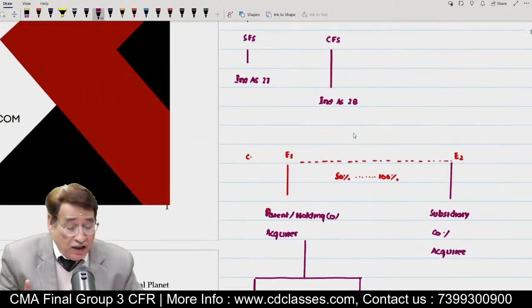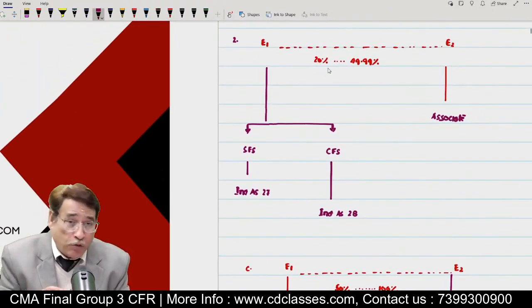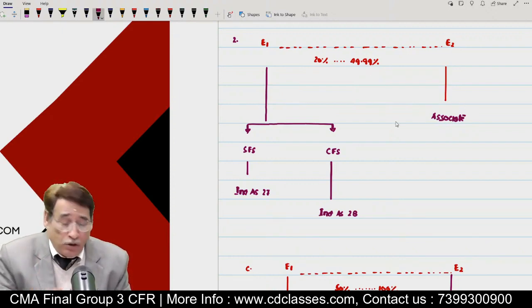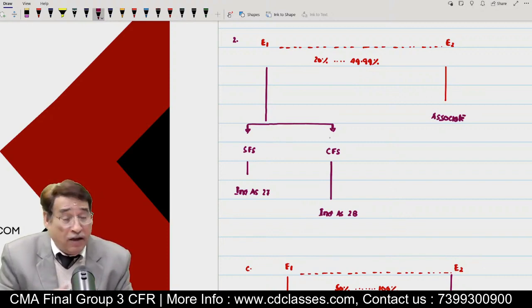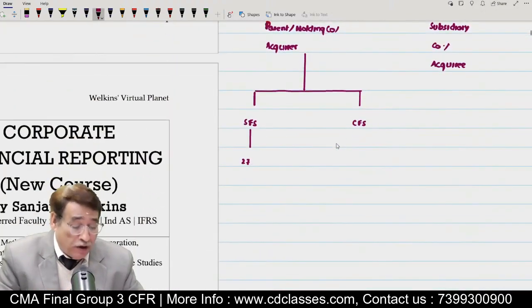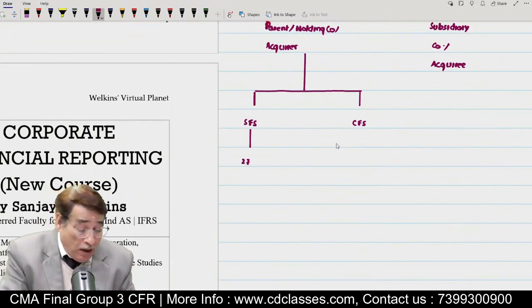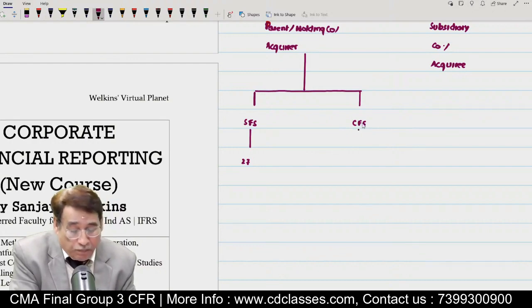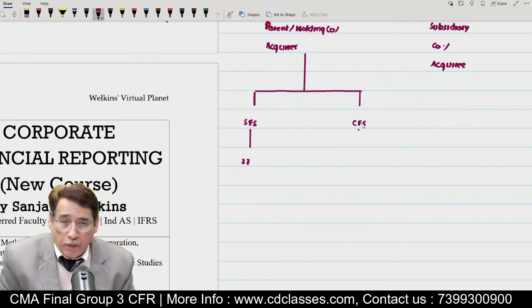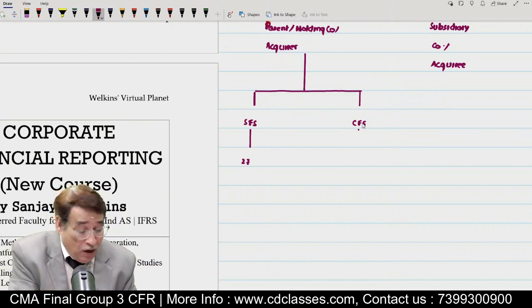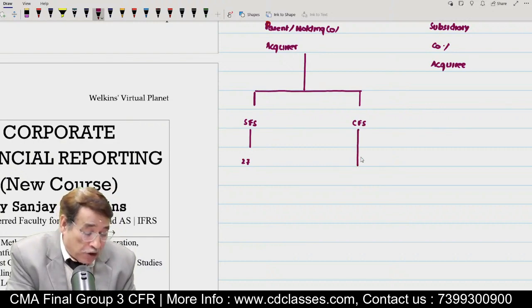In the earlier case, see here, when our investment range was between 20% to 49.99%, the other entity was our associate entity, and even in that case I told you that the investor entity will have to prepare two types of financial statement, separate financial statement and consolidated financial statement. Separate financial statement shall be prepared in the light of Ind AS 27 and consolidated financial statement shall be prepared in the light of Ind AS 28. Correct, in case of associate. However, in case of subsidiary or acquiree, parent company will prepare two types of financial statement. One, separate financial statement, which shall be prepared as per the guidelines of Ind AS 27, while consolidated financial statement shall be prepared.